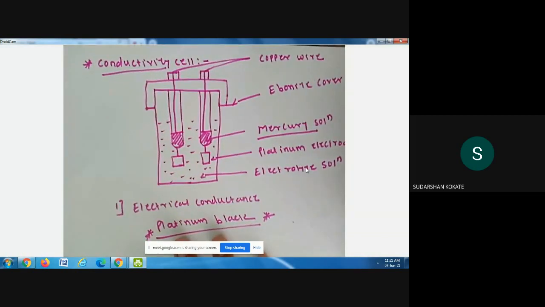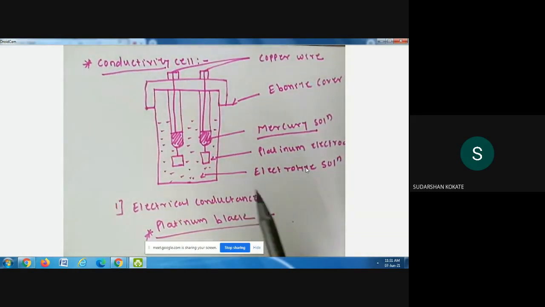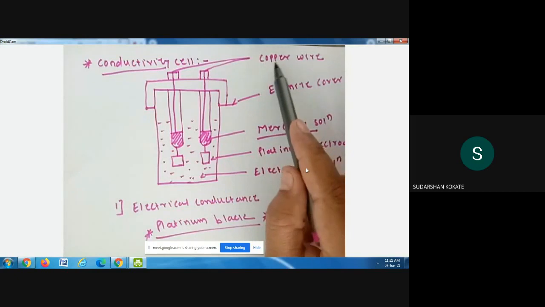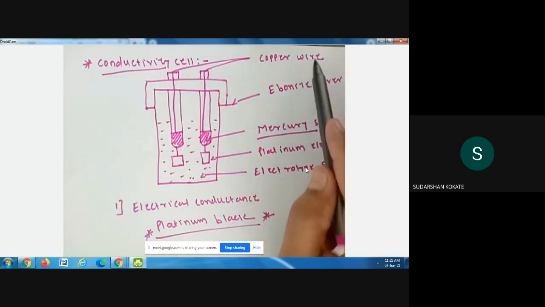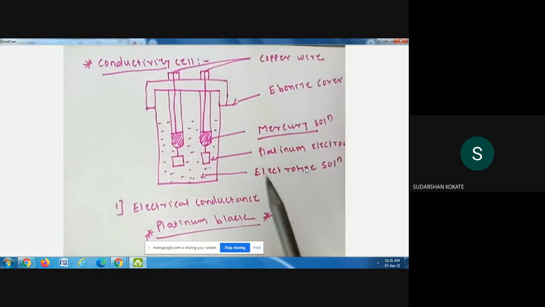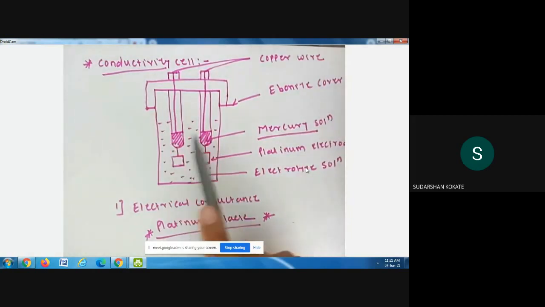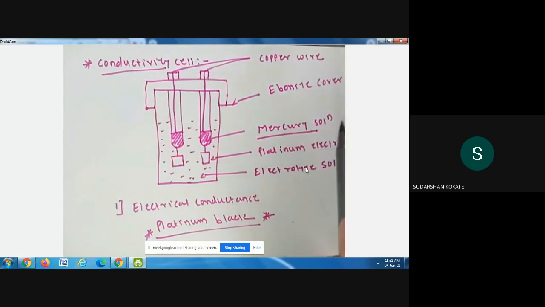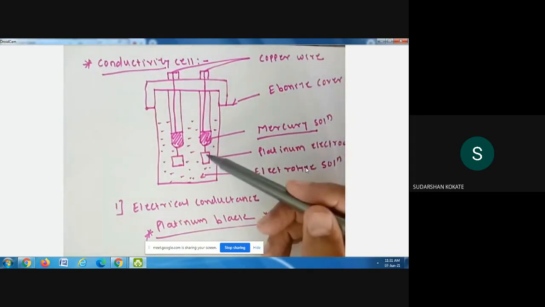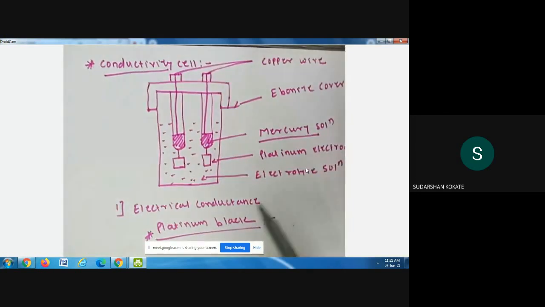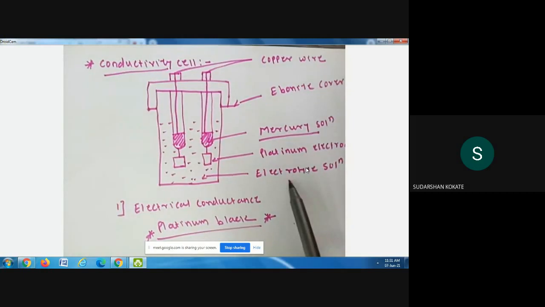See, this is the diagrammatic representation of the conductivity cell. At the top of the conductivity cell the copper wire is there, right? This is your ebonite cover. Then the two parallel electrodes are inserted, and in that mercury is there, okay? Then the platinum electrode is also fused, right? And which is kept in your platinum black powder, right? And the remaining is your electrolyte solution, right?